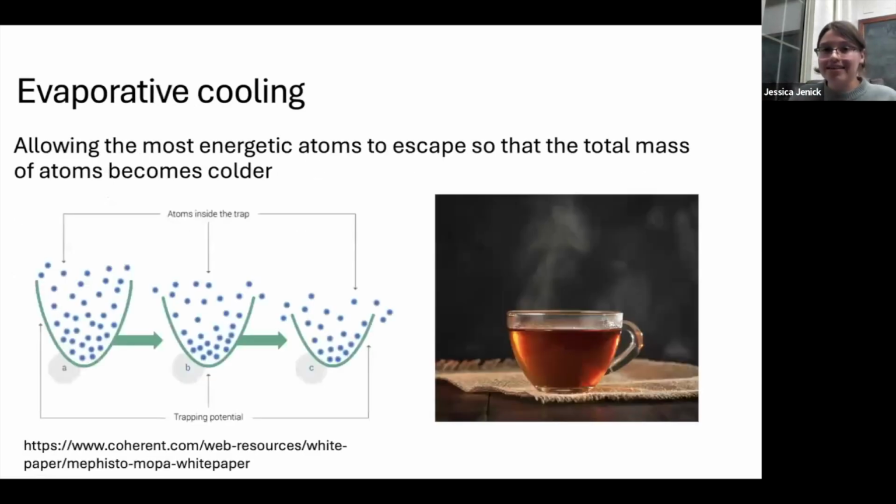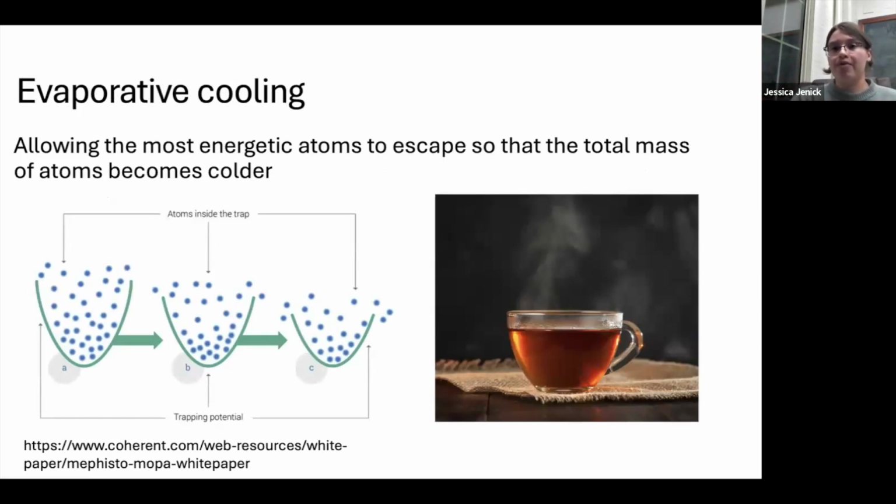But there is a limit to this, called the Doppler limit, at which point absorbing a photon will cause it to heat. And when we reach that, we need to use what's called evaporative cooling. This allows us to let the most energetic atoms escape, so the total sum of the atoms becomes colder.